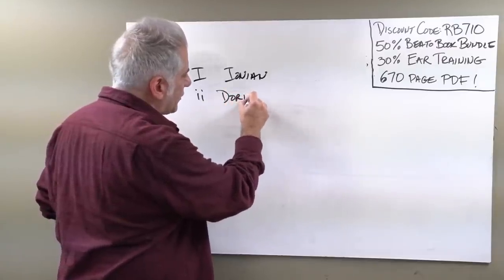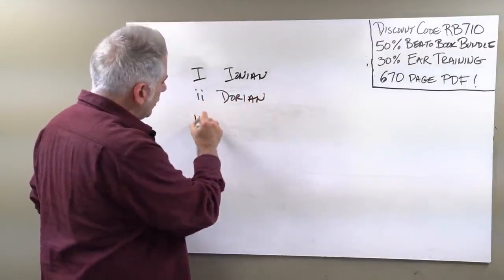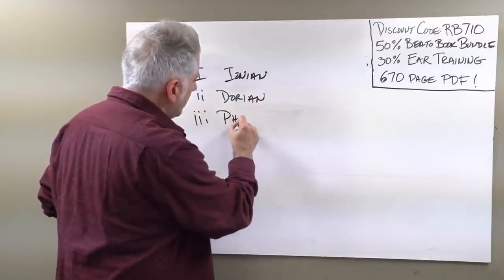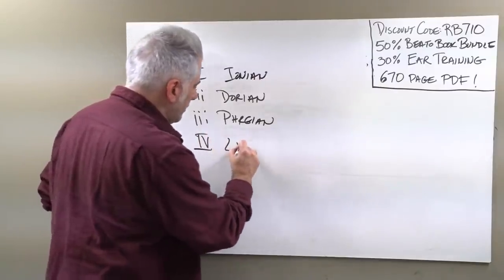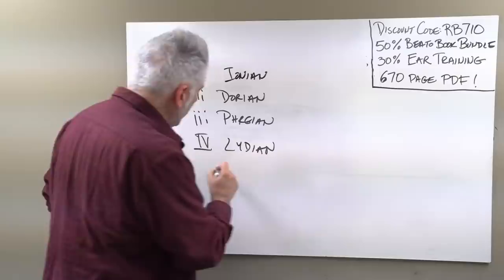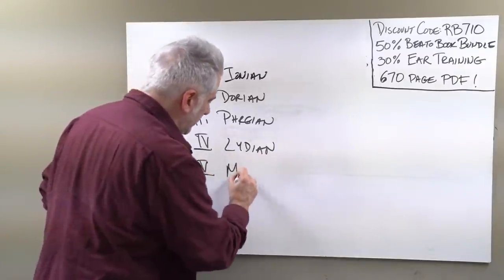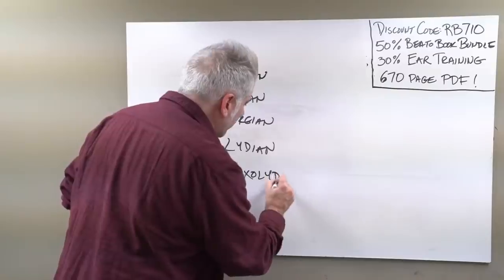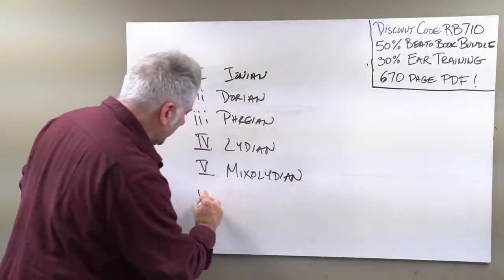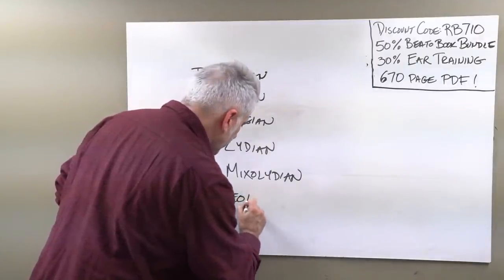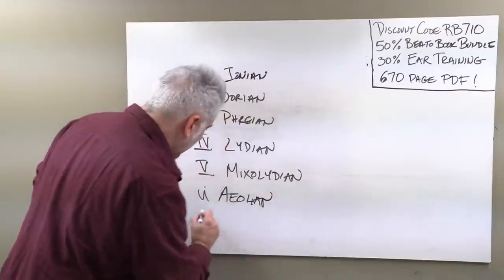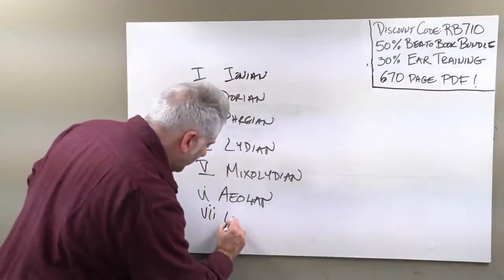This is an easier way to see it. Phrygian goes with a 3 chord. Lydian goes with a 4 chord. Everybody's always like, modes are so hard. Modes are not hard. Mixolydian goes with a 5 chord. Aeolian goes with a 6 chord. And then Locrian goes with a 7 chord.